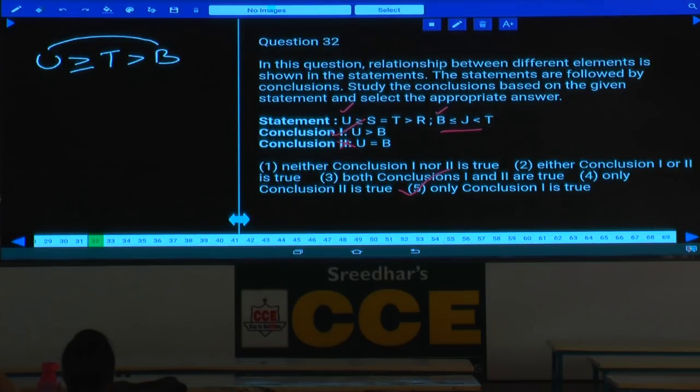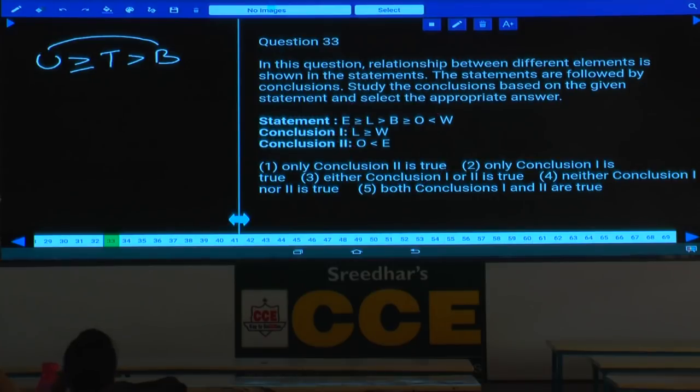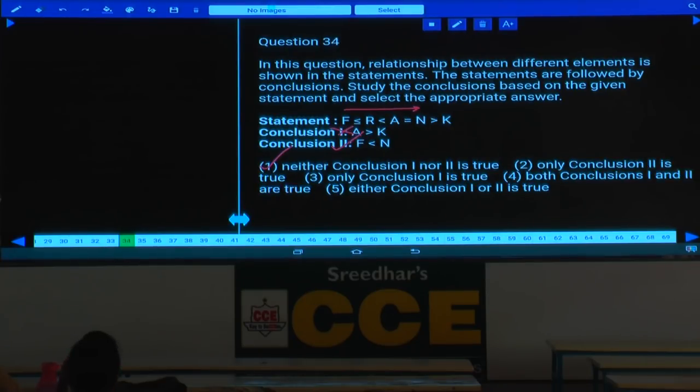Then question number 33. Now in this 33, the relation between L and W. Now between L and W, there is one greater than, one lesser than, two opposite symbols. As there are two opposite symbols, no relation can be established between these two. Then coming to the second one, the relation between O and E. Now between E and O, which symbol is common here? Greater than is common. As E greater than O is definitely true, O lesser than E is also true. Only conclusion 2 follows, that is choice 1. Question number 33, choice 1.